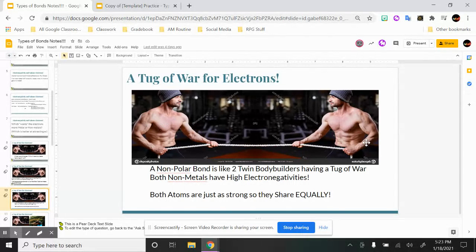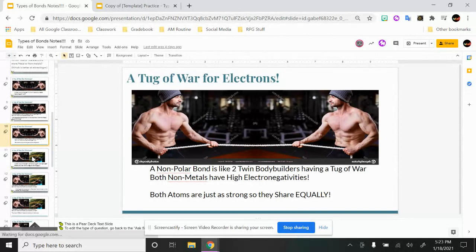So two nonmetal atoms with the same strength, they're both really strong, they both really, really, really want those electrons, are going to pull on them with the same strength, and because of that, they're going to have to share them equally. They're not going to go anywhere.